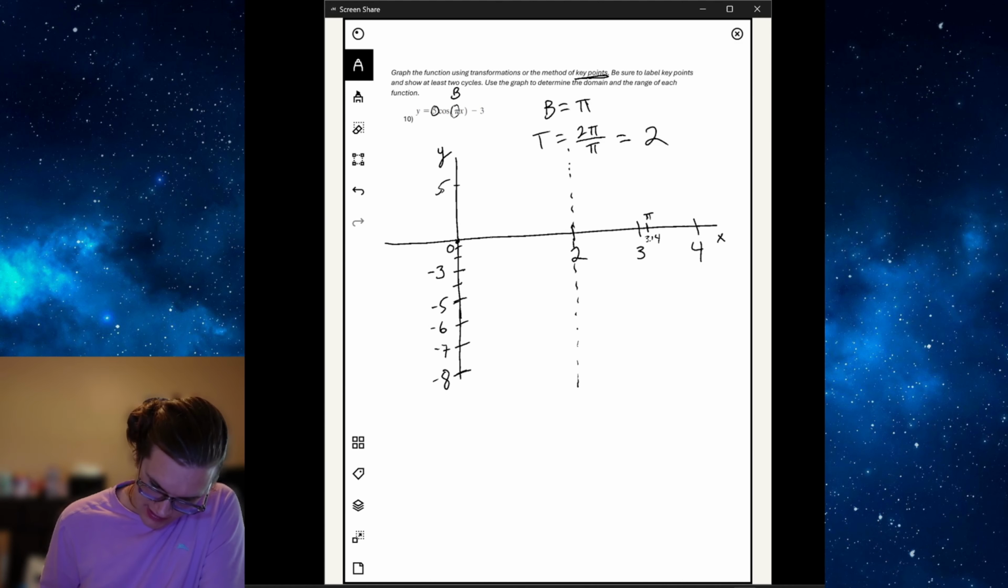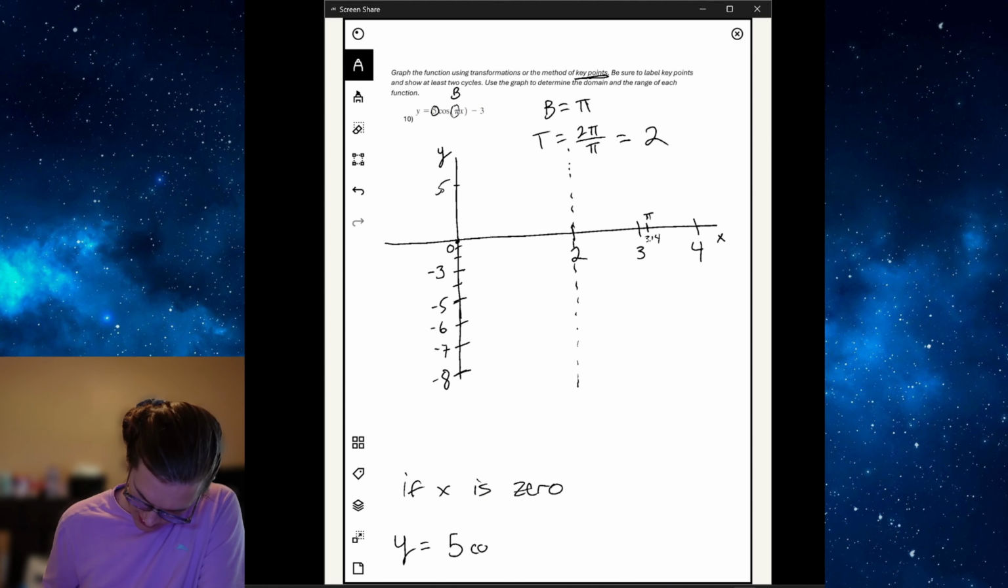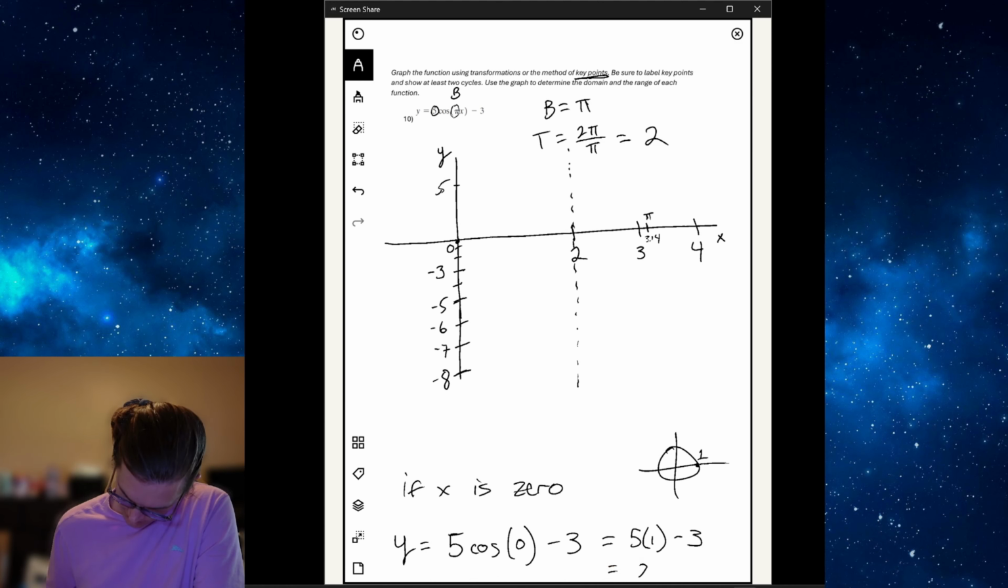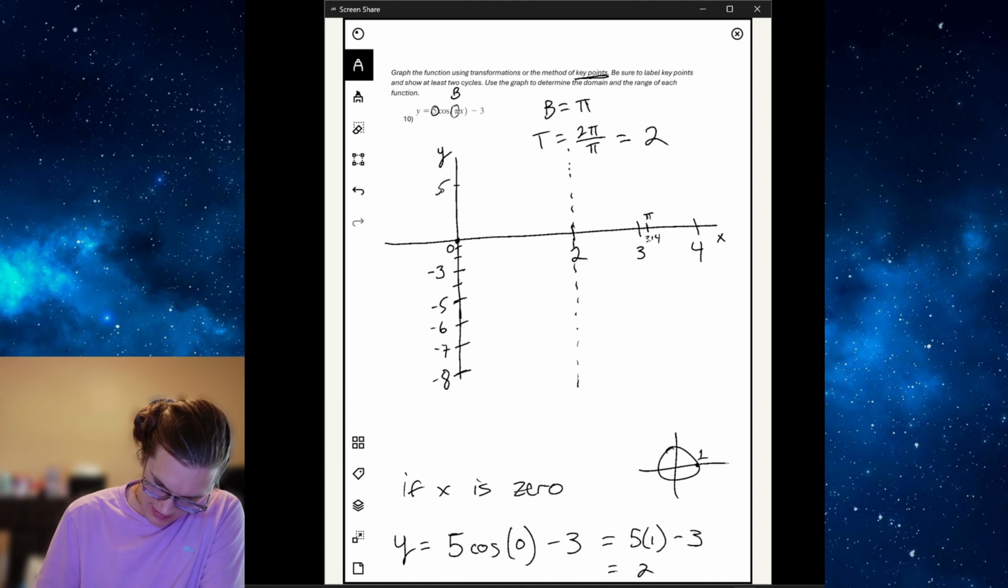So one I can say is if x is 0, right? Well, when x is 0, I know for a fact that cosine of 0 is 1. So that means this equals 5 times 1 minus 3 equals 2, right? Because that's 5 minus 3. So I know that when x is 0, my y value is 2.